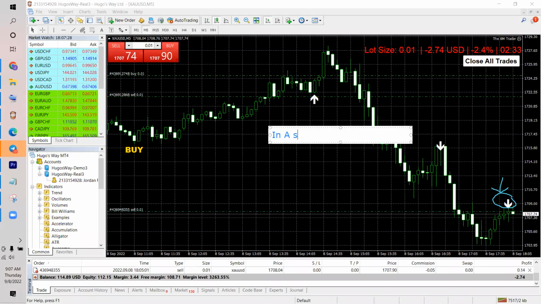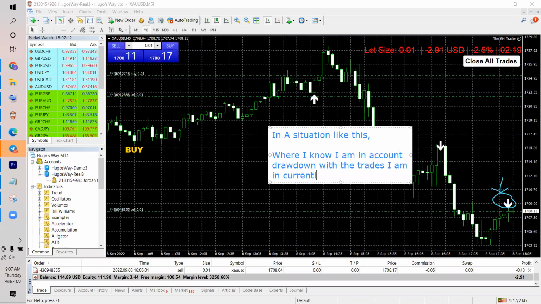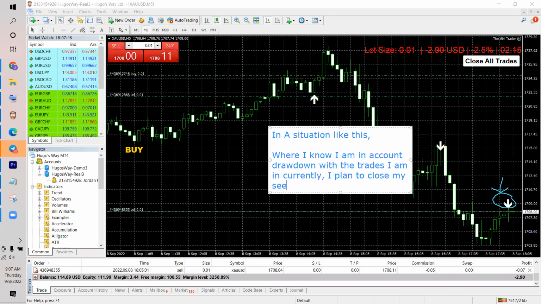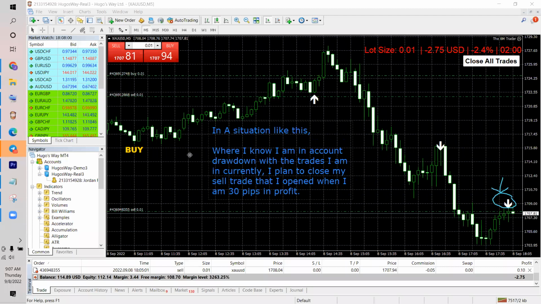In a situation like this, where I know I am in account drawdown with the trades I am in currently, I plan to close my sell trade that I opened when I am 30 pips in profit. And now we're going to talk a little bit more about what I mean by that. So let's move this right here.